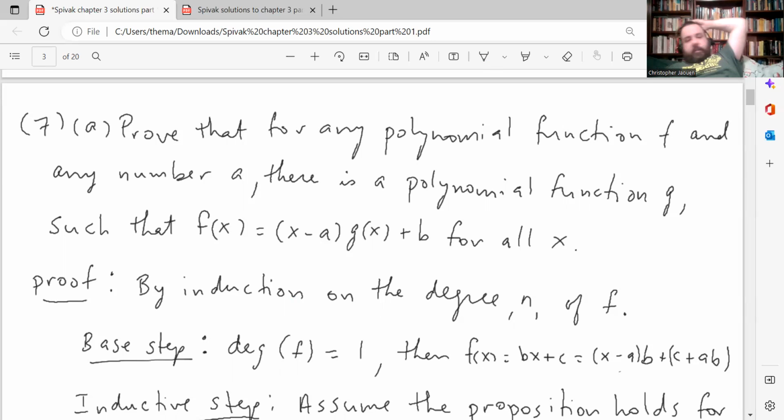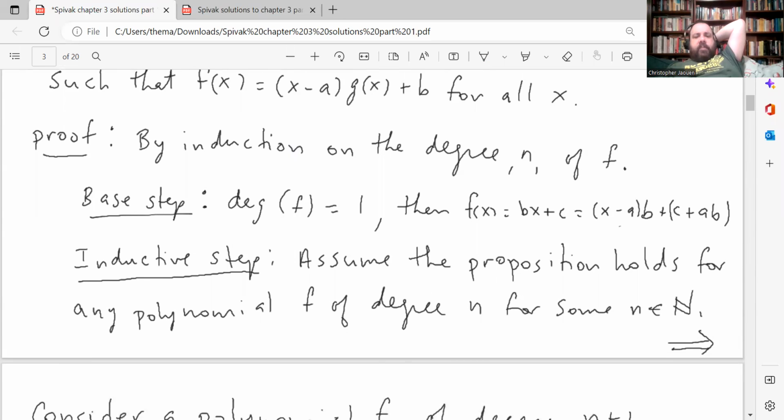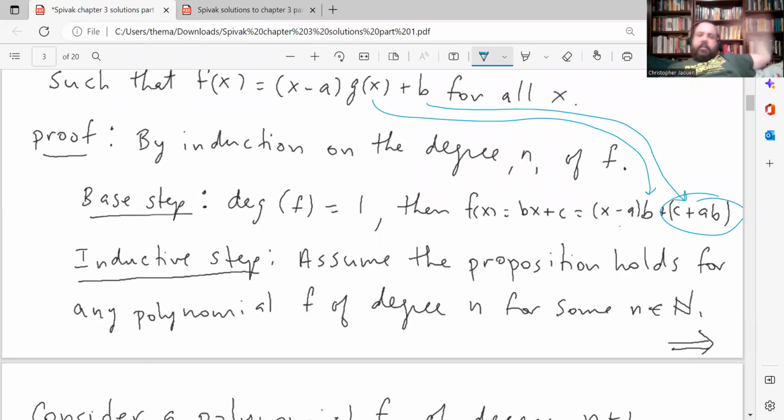So here's the proof. It's by induction on the degree of the polynomial, which is n. The base step: if the polynomial is linear, so the degree of f is 1, then f of x looks like bx plus c for some constants b and c. You can rewrite that as (x minus a) times b, plus (c plus ab). That means g of x is this constant function, and the constant b is this number here. So the base step is satisfied.